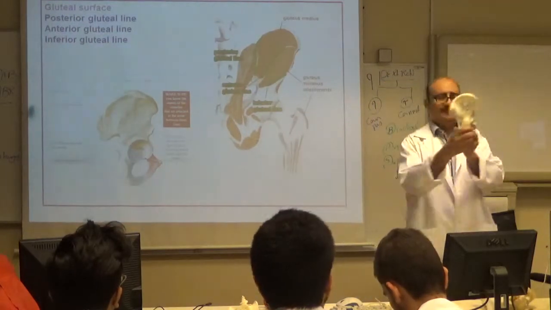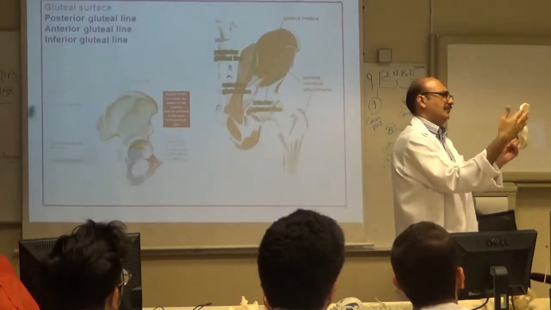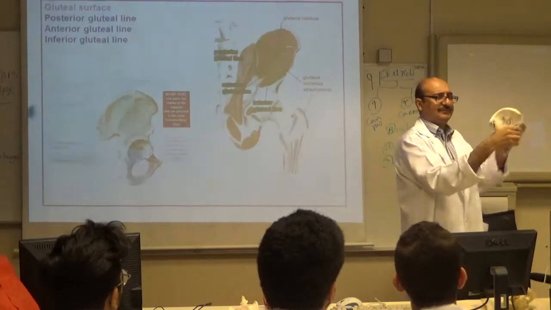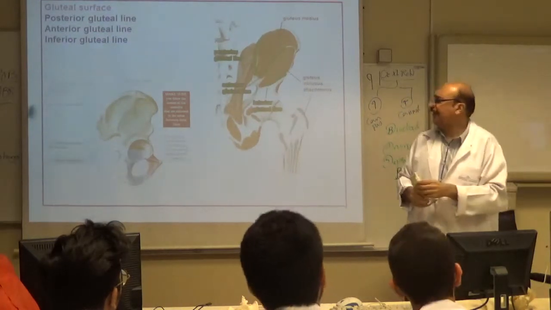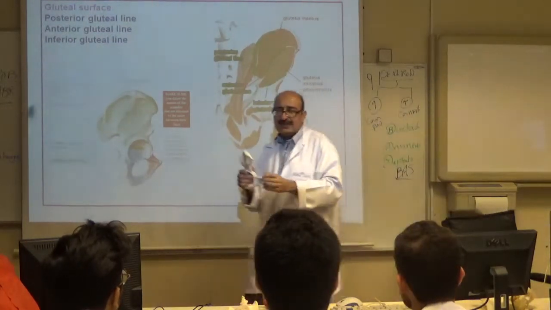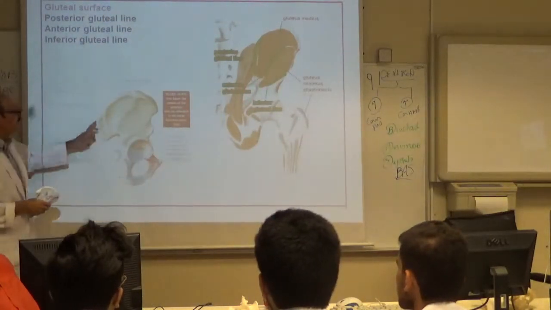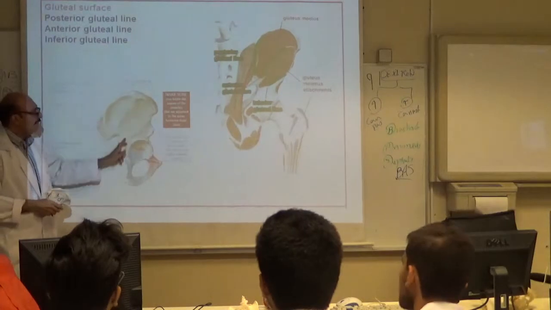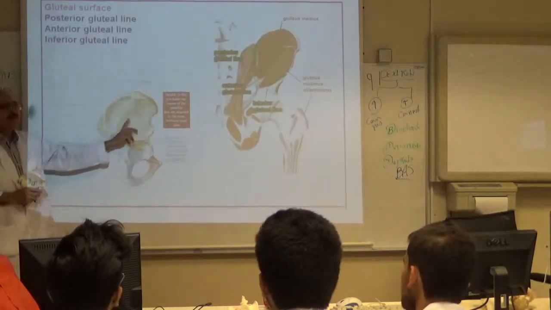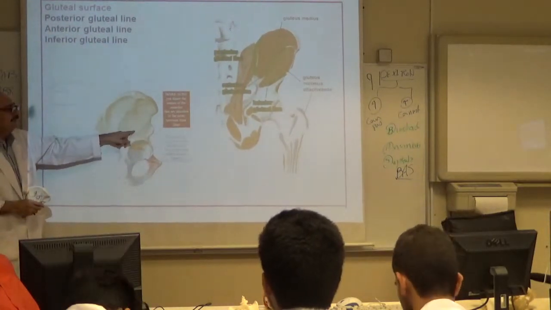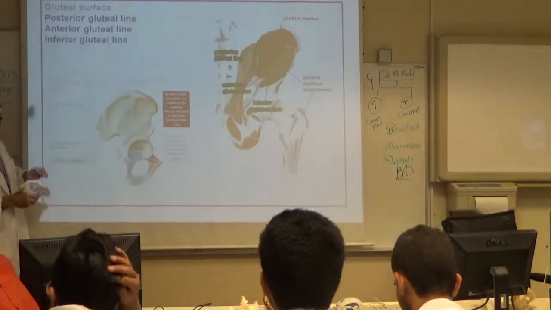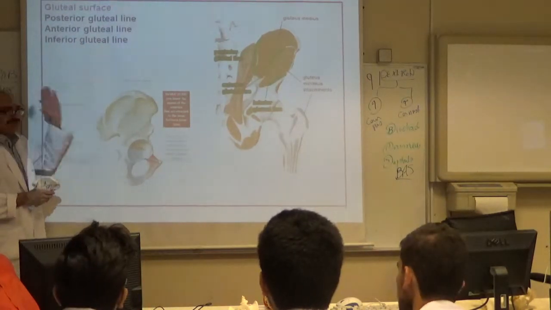Now, gluteal surface, outer, very easy. Gluteal surface. Yeah. If you see very clearly, usually not on the models, but on actual bones, you will find 3 lines. You can see in the picture, very clear 3 lines: anterior gluteal line, posterior gluteal line, inferior gluteal line.